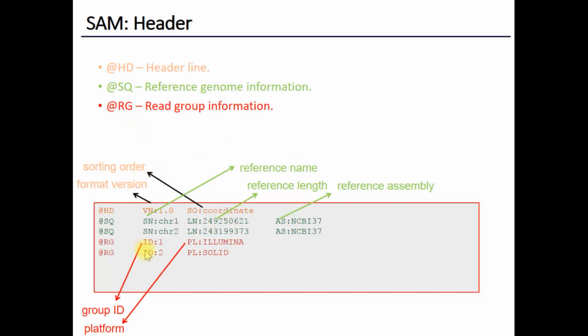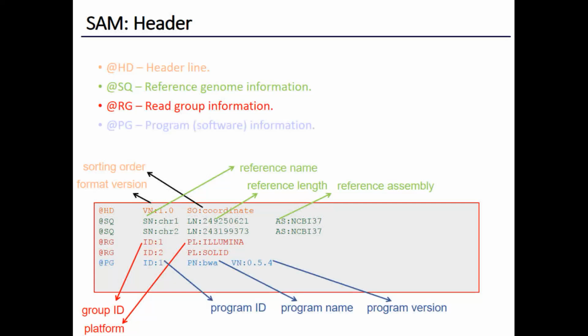The RG line contains the read group information. The PG line contains the program information, what program has been used to generate this file. And for this one, we use BWA, and this is the BWA version used to do the alignment. And the CO line is the comment line.